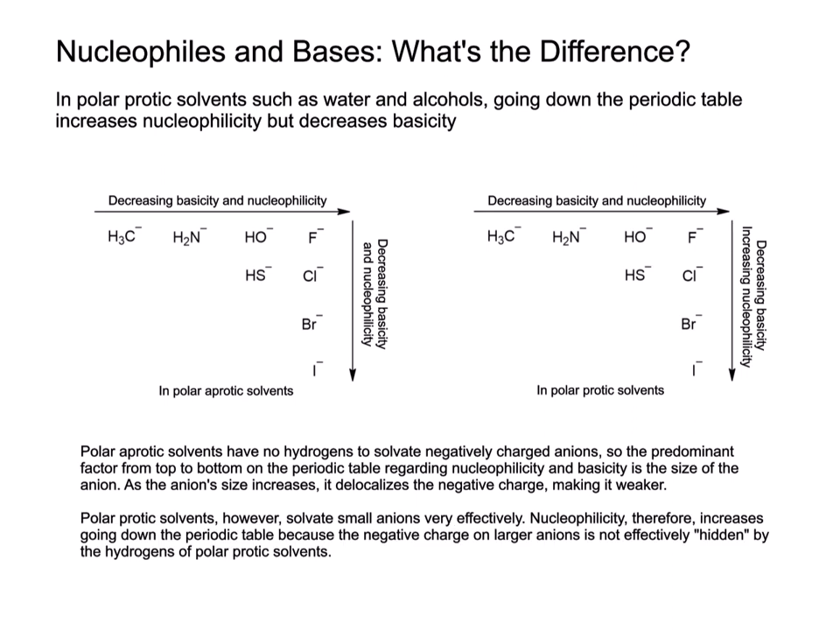However, with a polar protic solvent, we do have hydrogens available, and those hydrogens are going to solvate small anions very effectively. Nucleophilicity, therefore, increases in polar protic solvents going down the periodic table because the negative charge on larger anions is not effectively hidden by the hydrogens in the polar protic solvents.